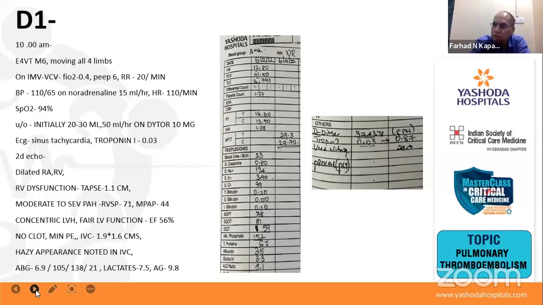Did she look like she had pulmonary edema? She has bilateral crepts, sir, but the X-ray was not looking like pulmonary edema. So again, this diuretic is probably unindicated or unneeded and potentially harmful in a person who's hypotensive.